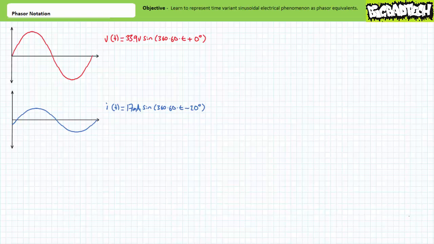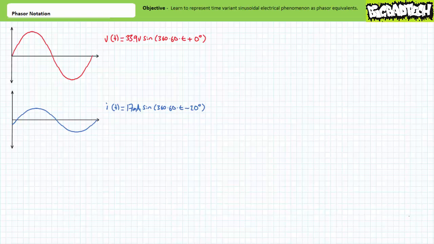Consider time-variant sinusoidal voltage with the following expression. V of t equals 33.9 volts times the sine of 360 times 60 times t plus a phase shift of 0 degrees. And time-variant sinusoidal current with the following expression. I of t equals 17 milliamperes times the sine of 360 times 60 times t minus a phase shift of 20 degrees.